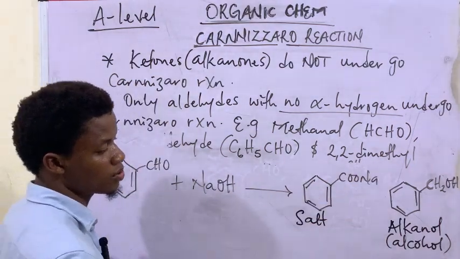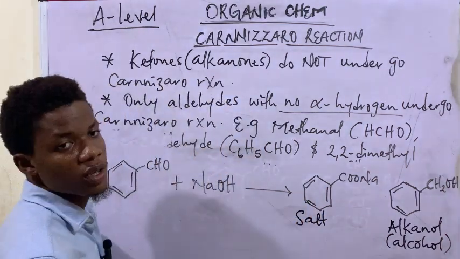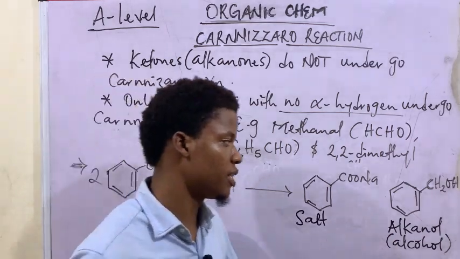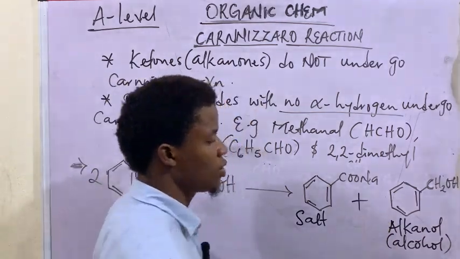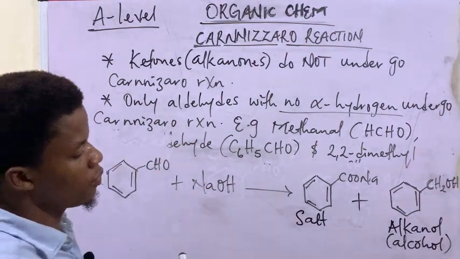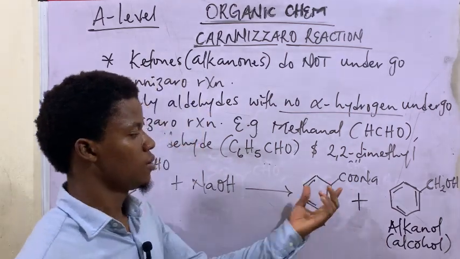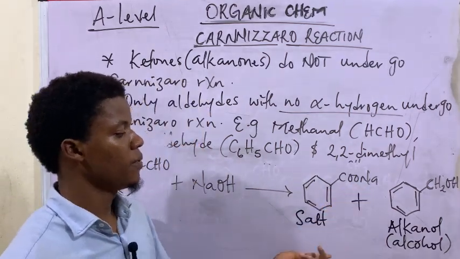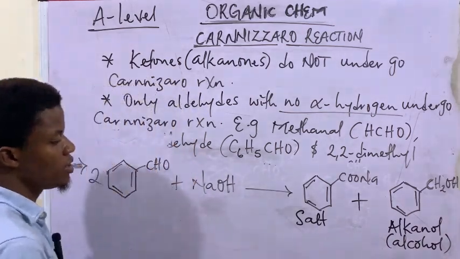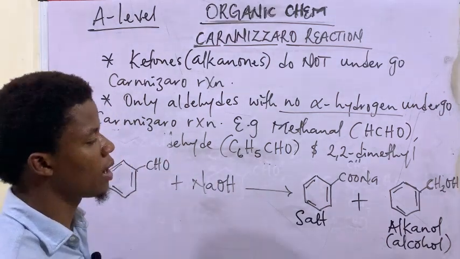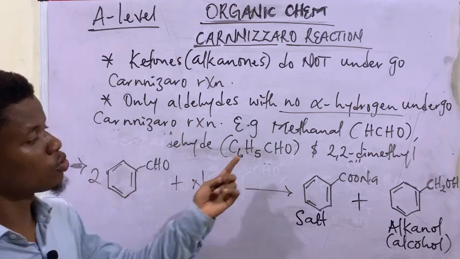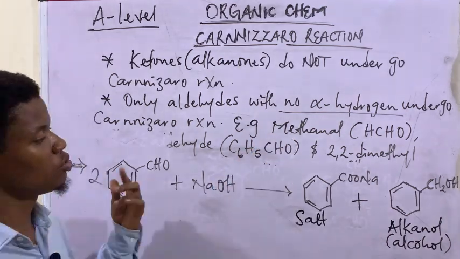So we are going to get a salt, and an alcohol. Is that clear? Please don't forget, it is 2 moles of benzaldehyde reacting with NaOH to give us the salt, because of the Na that is there, and then an alcohol. So this is what Cannizzaro reaction is all about. If not 2 moles of benzaldehyde, you can also use 2 moles of methanal.